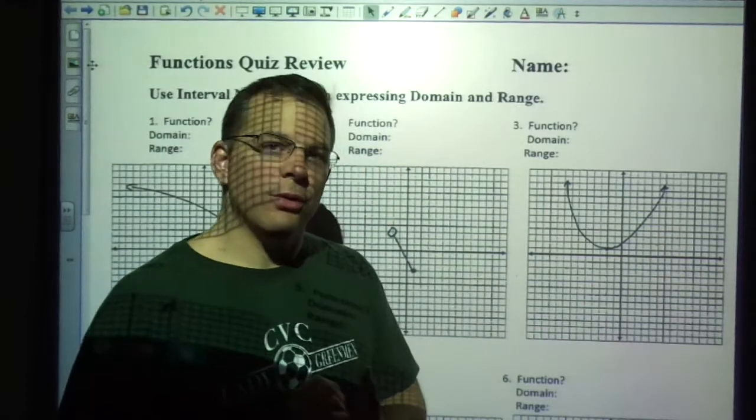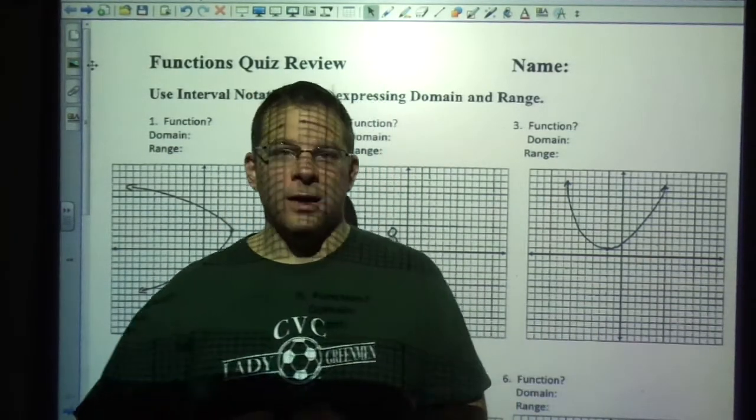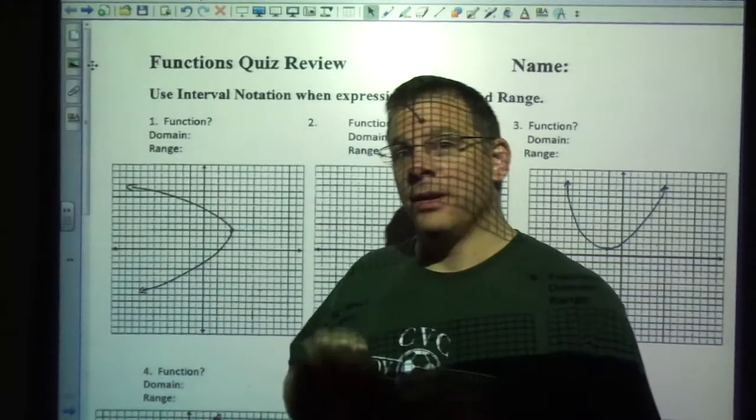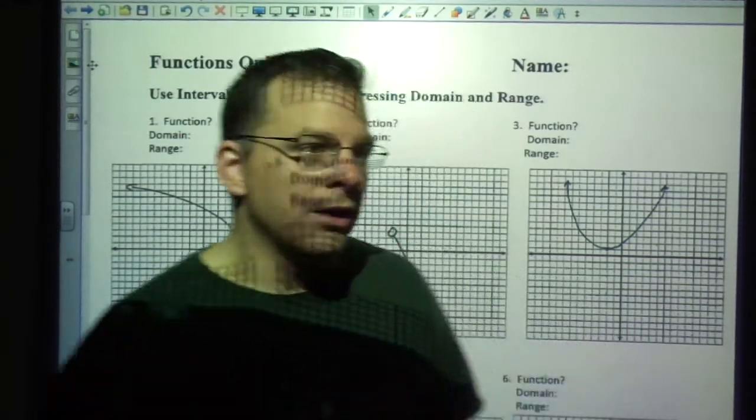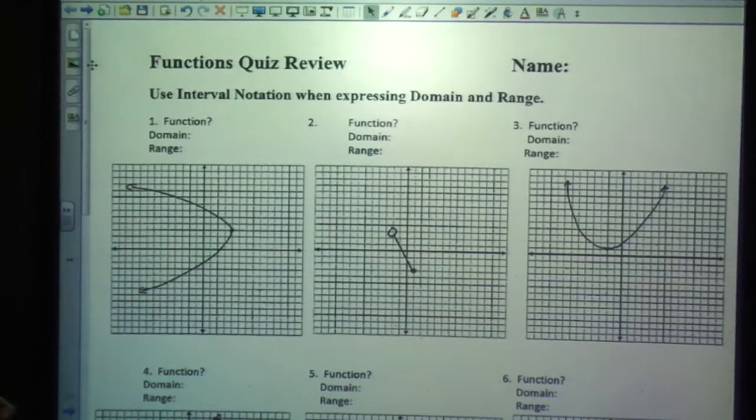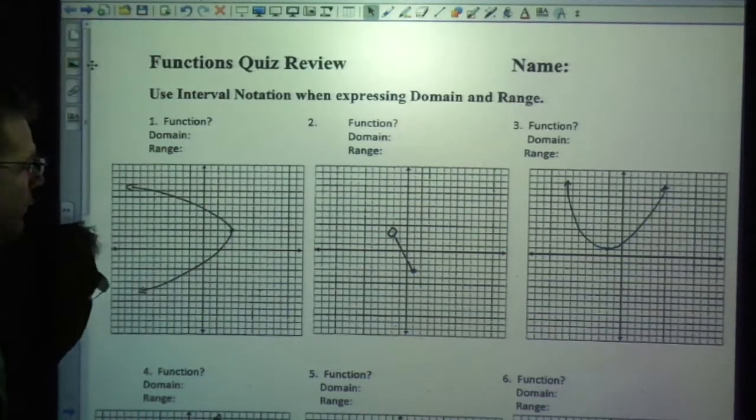This is where you are going to be grading yourself on this review and giving yourself a score, pretending if this was the actual test, what would you get? So we're going to walk through all the problems here. Starting, make sure that you note the directions to use interval notation.